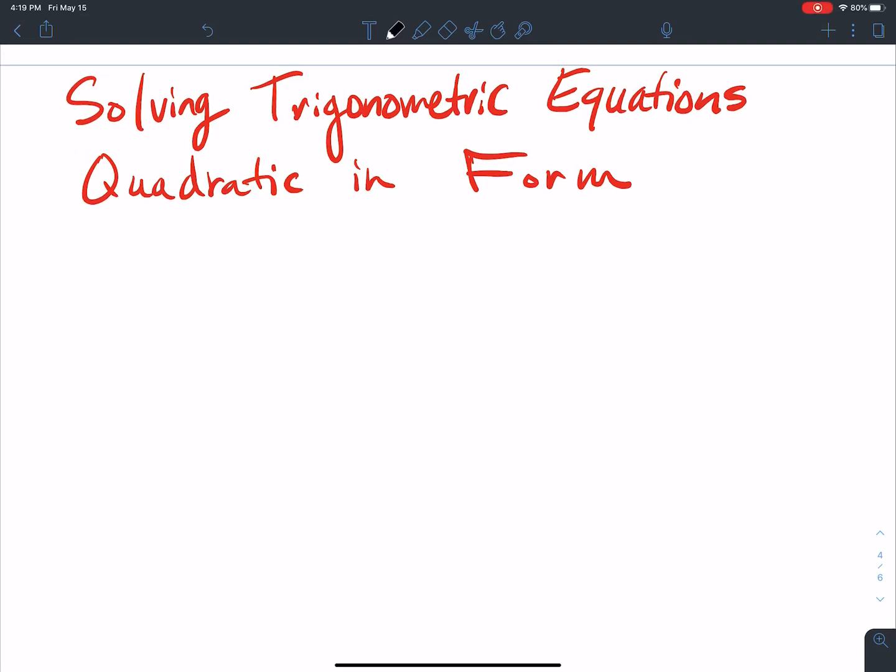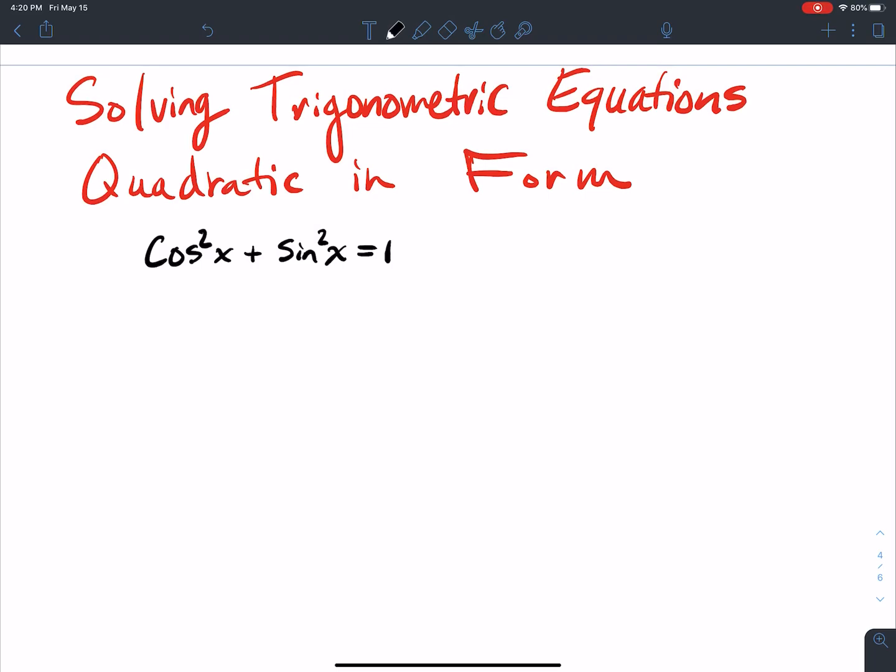So in this video, we're going to be solving trigonometric equations in quadratic form. Identities that we're definitely going to be taking advantage of here are the Pythagorean identities: cosine squared x plus sine squared x equals 1.